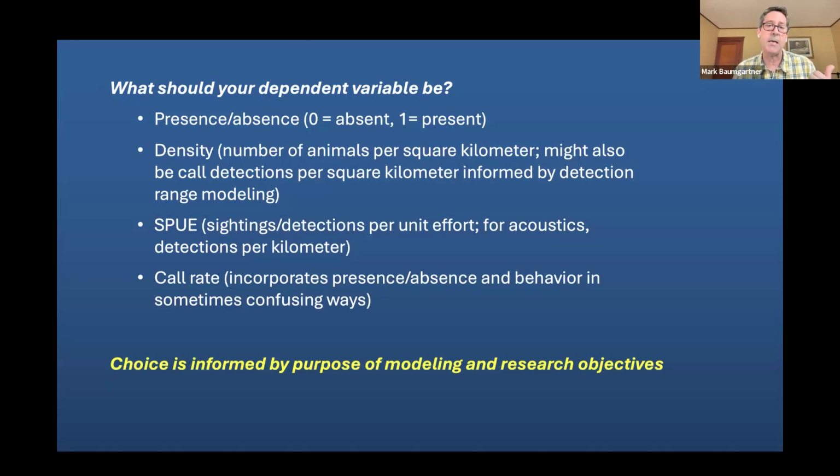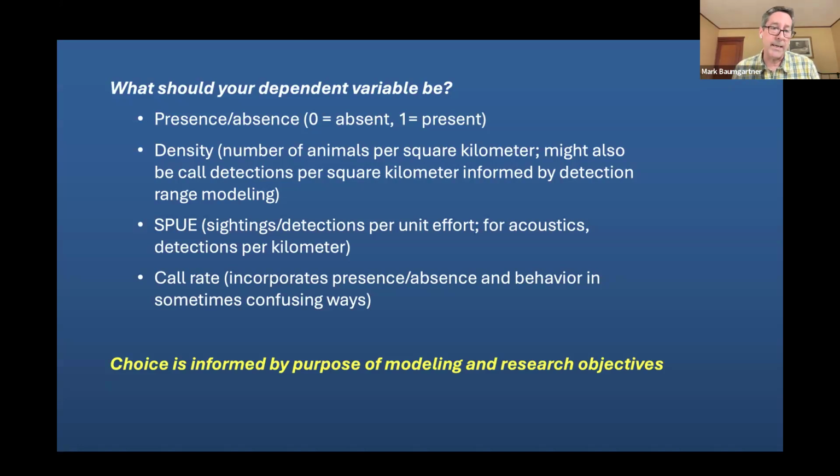Density, actually estimating the number of animals that are within detection range of your acoustic device, or on a ship track. A lot of what I'm going to talk about is equally valid for sighting surveys versus acoustic surveys. So maybe the number of animals per square kilometer in your study area. Sightings per unit effort or detections per unit effort is another way. Instead of per square kilometer, it's sightings or detections per kilometer along your transect.